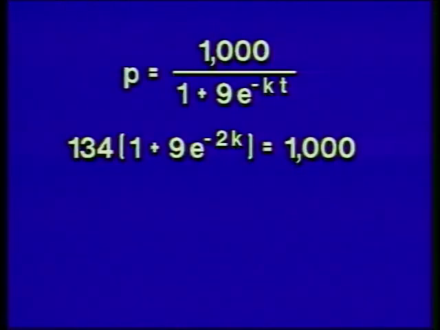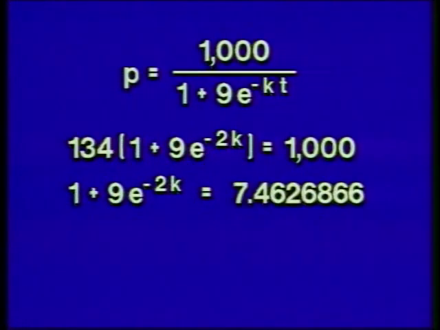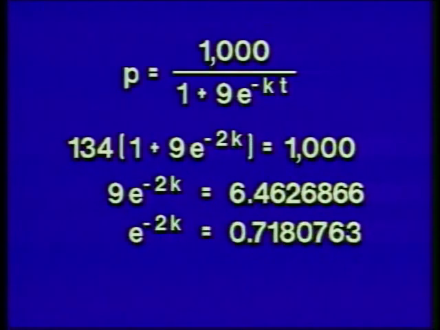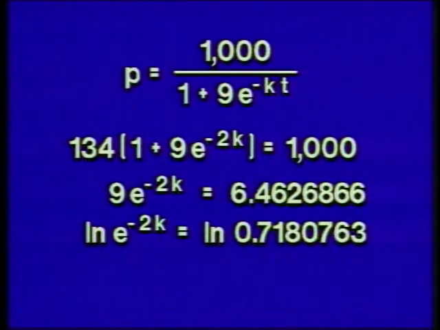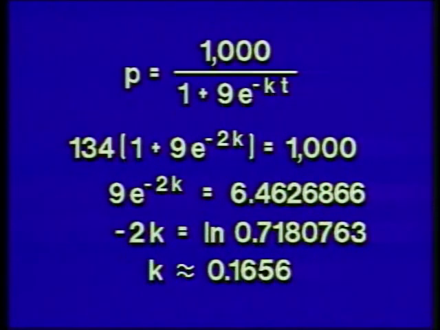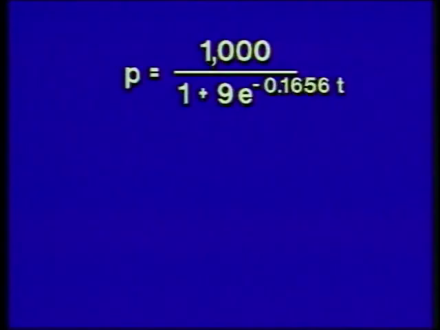One way to proceed from here would be to divide on both sides by 134. Dividing on the left by 134 would leave the binomial. Dividing on the right would give us this decimal. Now, if we subtract 1 on both sides of the equation, the 1 will disappear on the left and the number on the right will be reduced by 1. At this point, we'll divide on both sides by 9 to find e to the negative 2k to be equal to this decimal. At this point, we are ready to apply natural log on both sides of our equation. Now, in doing so, on the left, the negative 2k will become the coefficient of ln, and of course ln will go out. Dividing on both sides by negative 2, we find k to be approximately 0.1656. This information is replaced within our mathematical model, and the model looks like this.